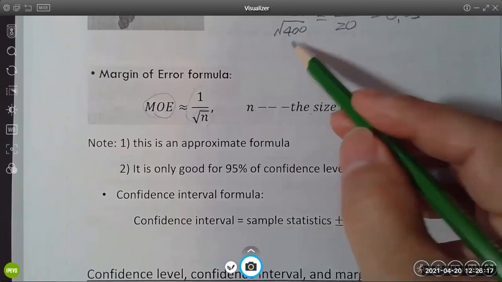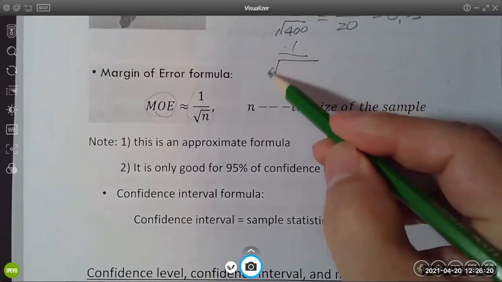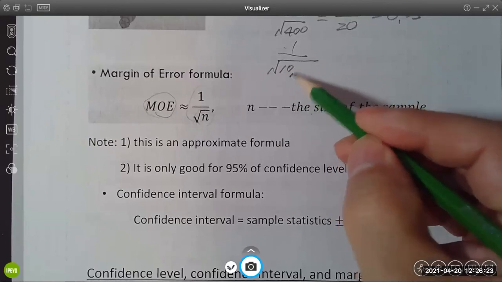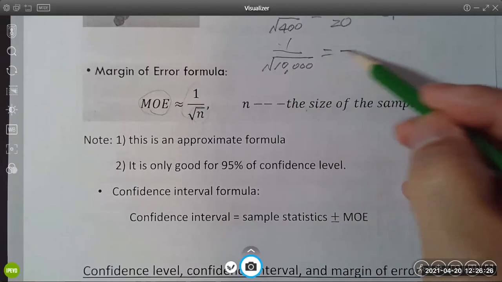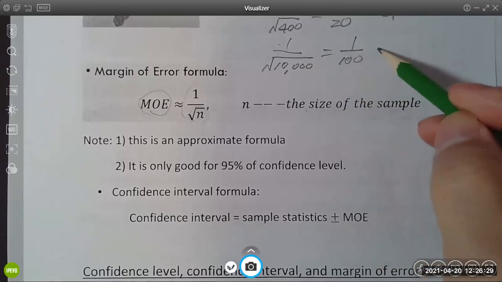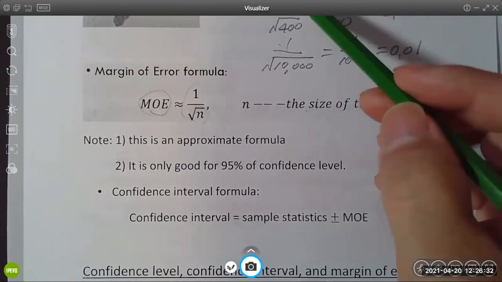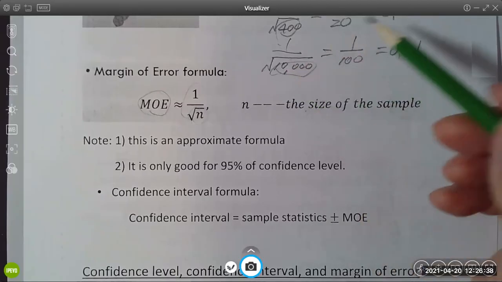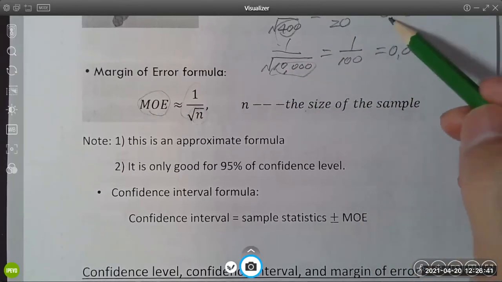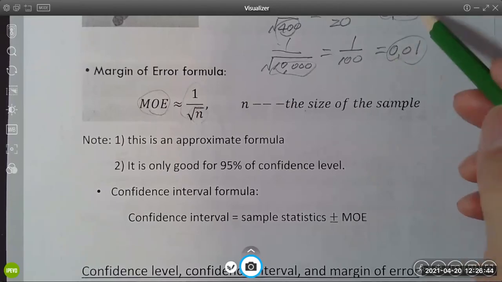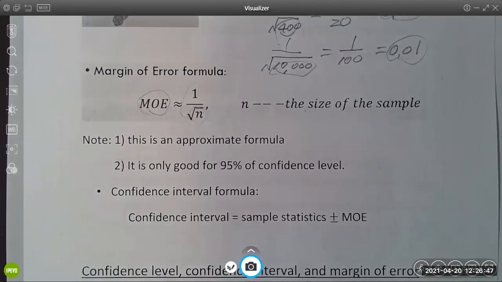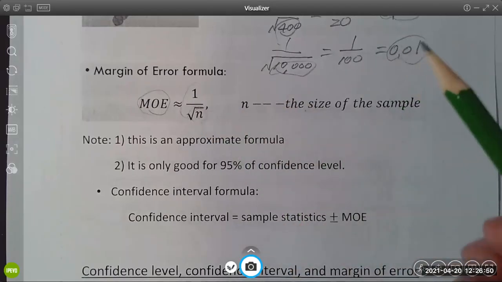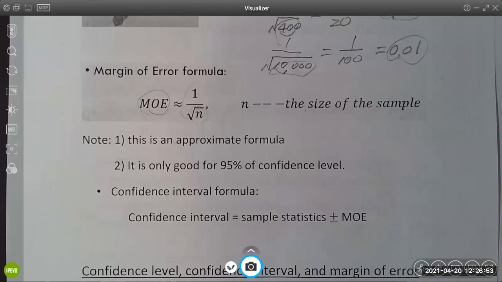0.05. Now let's increase another one, getting an even bigger sample. Let's do 10,000. How about that? The square root of 10,000 is 100. You get 0.01. You see, as the sample size increases from 4 to 400 to 10,000, look at your margin of error, 0.5, 0.05, 0.01, getting smaller and smaller. I hope that makes sense to you, because when you increase the sample size, you're getting closer to the population size. That means your error should get smaller, because the population has no error when you use the population to do the calculation.